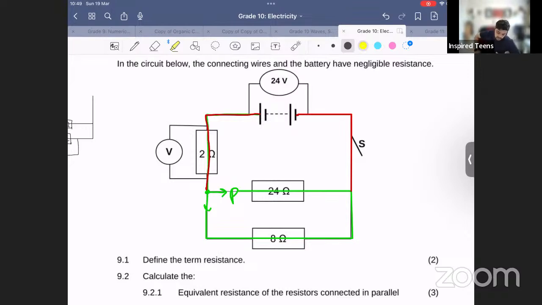What's the question? The question is 9.2.1. Also, for 2 resistors, if you use that formula, R parallel is equal to R1 times R2 over R1 plus R2, that's also perfectly fine, if you thought of that formula.